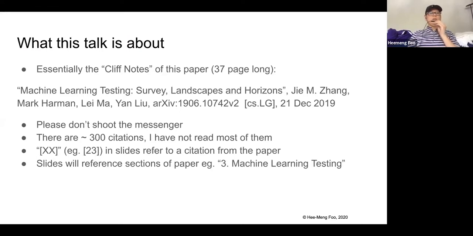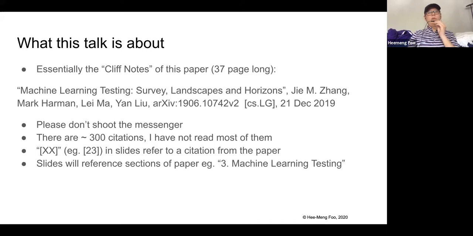So what happened was, as I mentioned previously, I was doing some research and I came across this paper by these four authors, Zhang, Harman, Ma, and Liu. And you can see the arXiv reference over here. So those of you who want to look for the paper, just Google the arXiv reference. And this was published in late December of last year.